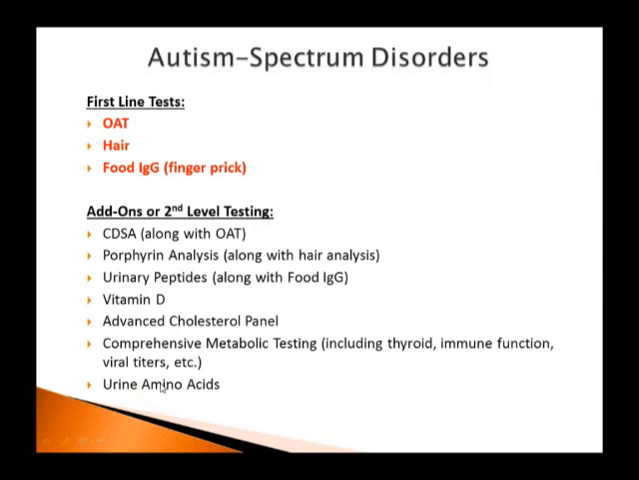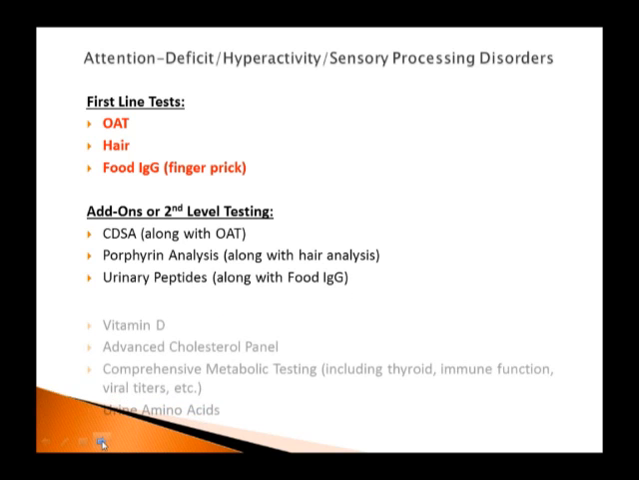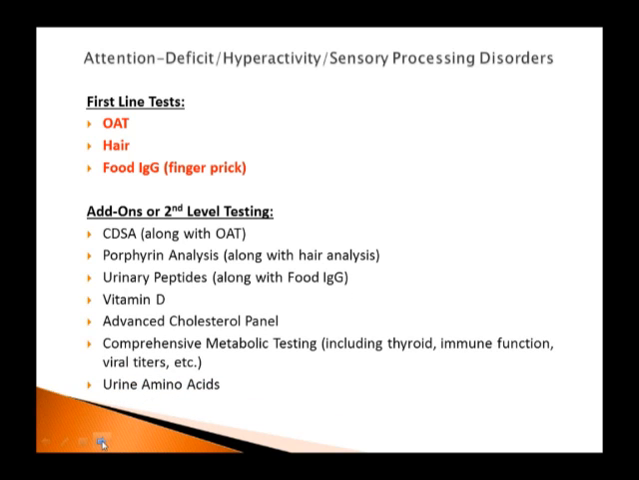So what about attention deficit hyperactivity, sensory processing disorders? Some of these things certainly could be thrown into the category of autism spectrum, but let's just separate it out for discussion purposes here. Well, in reality, much the same thing. The OAT, the hair, the food IgG would certainly be appropriate in this particular circumstance. And in actuality, it really tends to mirror image what I would do with kids with a confirmed diagnosis. I don't really approach these types of situations any differently.